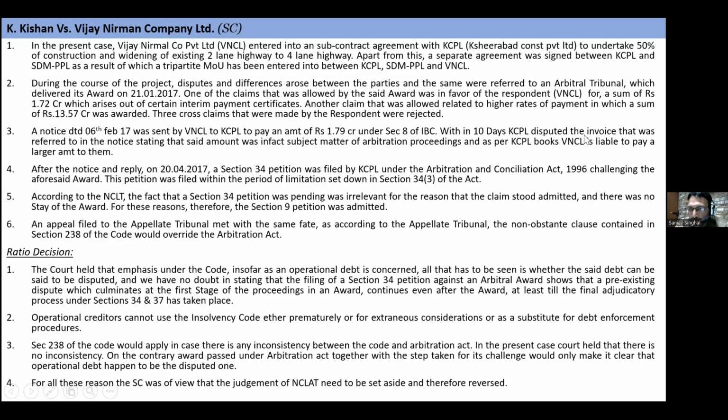Within 10 days, KCPL disputed the invoice referred to in the notice, stating that the said amount was in fact the subject matter of the arbitration proceeding, and as per KCPL's books, VNCL is liable to pay a larger amount to them. So they did not pay, and they disputed the amount. After the notice under Section 8, they filed an appeal under Section 34 of the Arbitration and Conciliation Act to challenge the decision of the arbitral tribunal. That petition was filed within the timeline set under Section 34 of the Act.